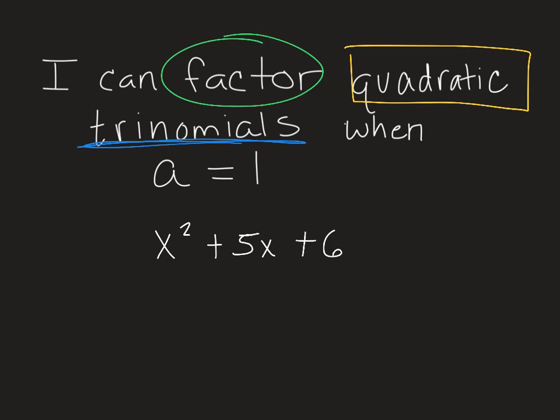So if you look back at our learning target again, notice it says I can factor quadratic trinomials when a is equal to 1. So we are going to factor this trinomial. Again, it's got 3 terms. The highest exponent is a 2, and a is equal to 1. So that is why the method that we're getting ready to use works. It's only going to work when it's quadratic, it's a trinomial, and when a is equal to 1. These are all the things that have to be true.